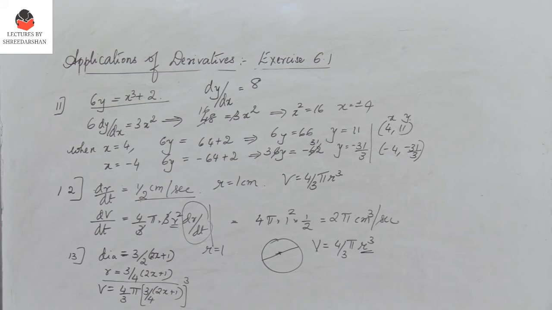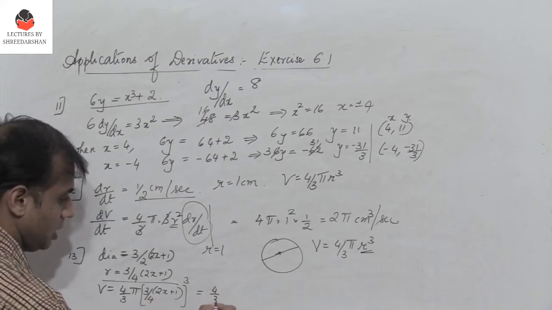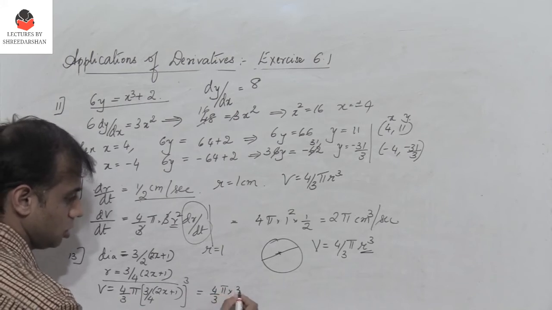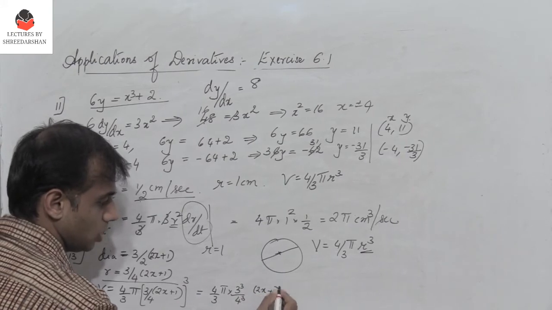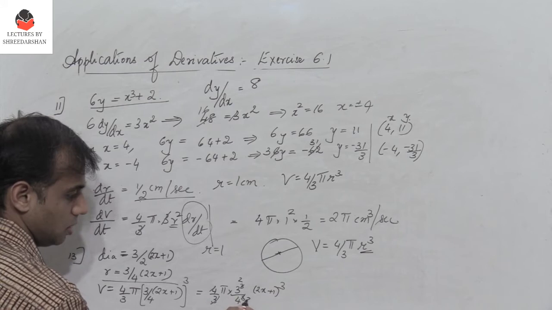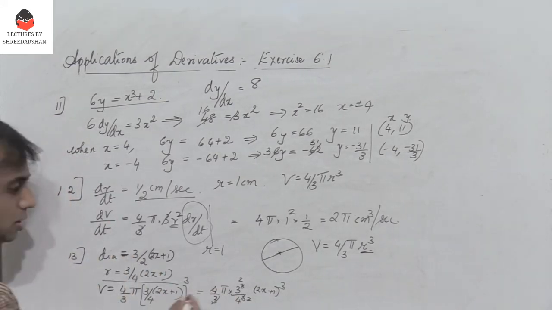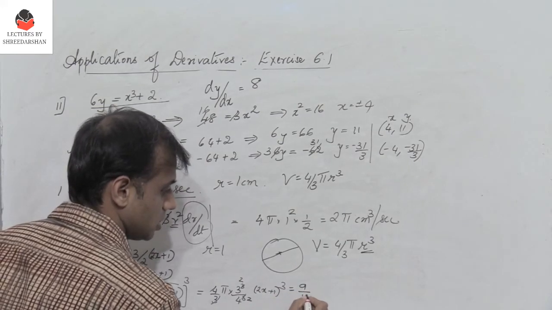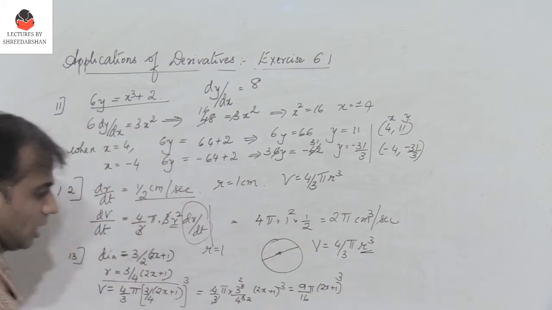Alright. So now I need to differentiate this with respect to x. Okay. So now what happens? So let me take the cube here. So I have 4 by 3 into pi into 3 cube by 4 cube. And this is of course 2x plus 1 the whole cube. Right? So this gets cancelled. So I get 3 square by 4 square into pi. So what is 3 square? It is 9. 4 square is 16 into pi. 2x plus 1 the whole cube is what I have.